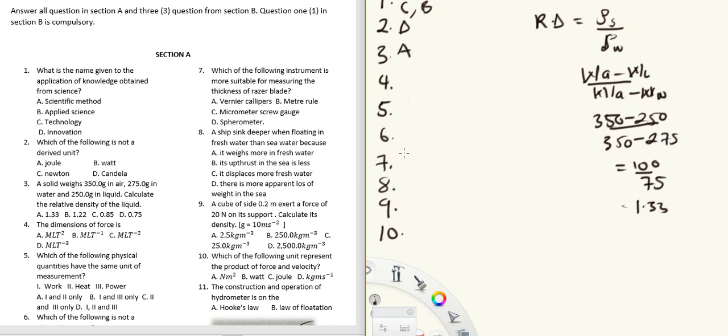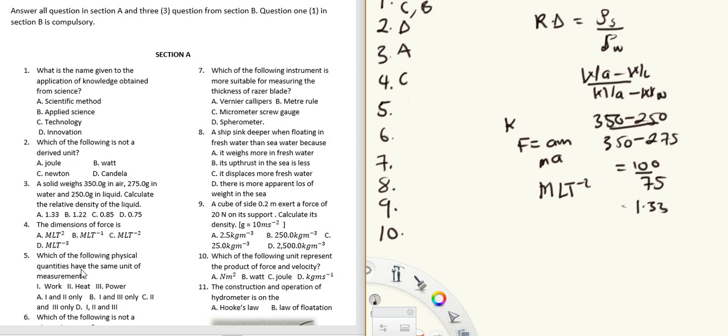Then question four, the dimension for force. You know that force has a formula of force equals mass times acceleration, MA, which is the same thing. The dimension for mass is M, and that of acceleration is LT minus 2. And so you can see it here, that is C. That one too is simple.